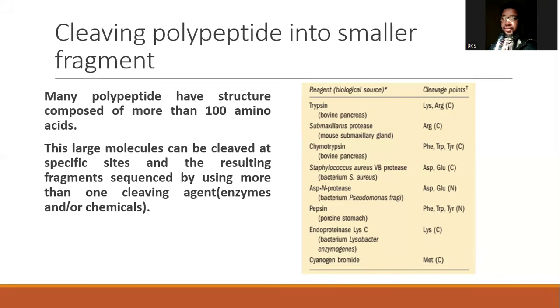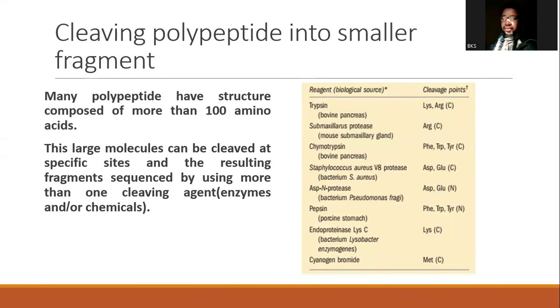We can use trypsin to break a long peptide anywhere there is lysine, so the carboxyl group of lysine can be cut there, or the carboxyl group of arginine. We have submaxillary protease, which is another enzyme that cuts at the carboxyl end of arginine. We have chymotrypsin that cuts at the carboxyl end of phenylalanine, tryptophan, and tyrosine. We have Staphylococcus aureus V8 protease that cuts at the carboxyl end of aspartic acid or glutamic acid.